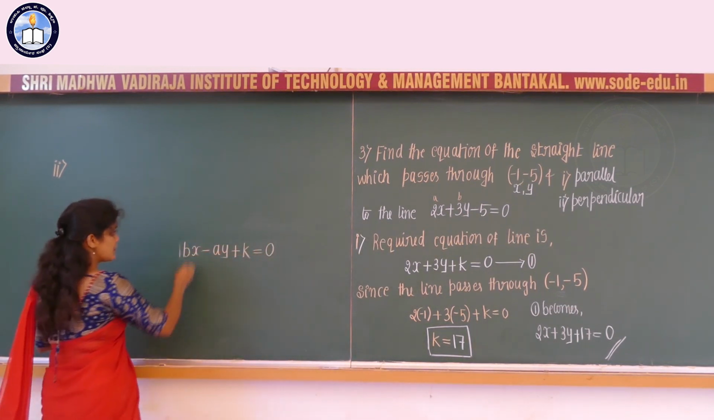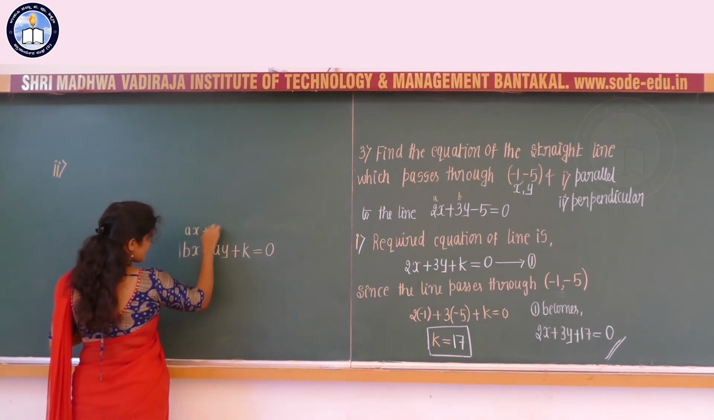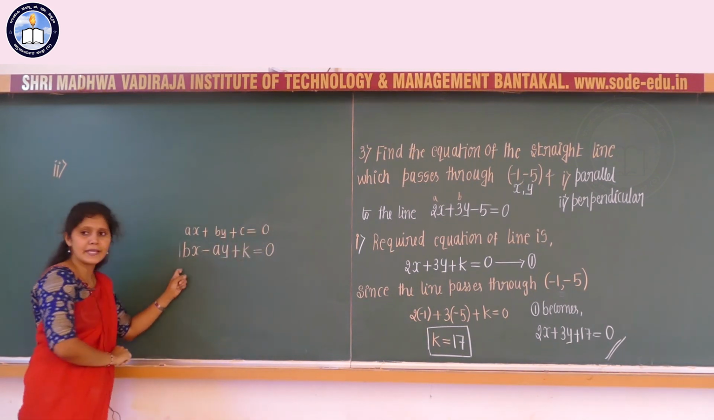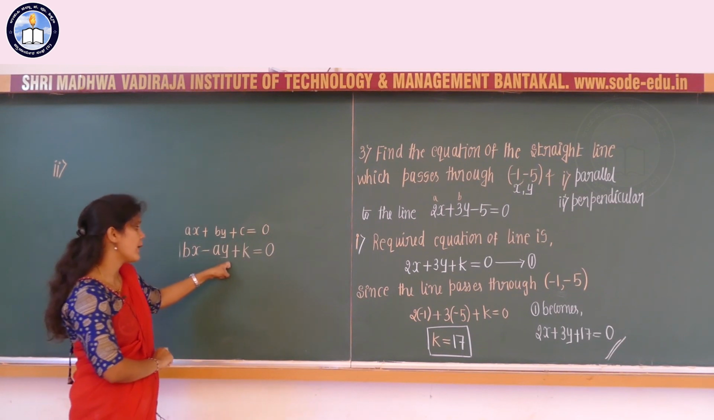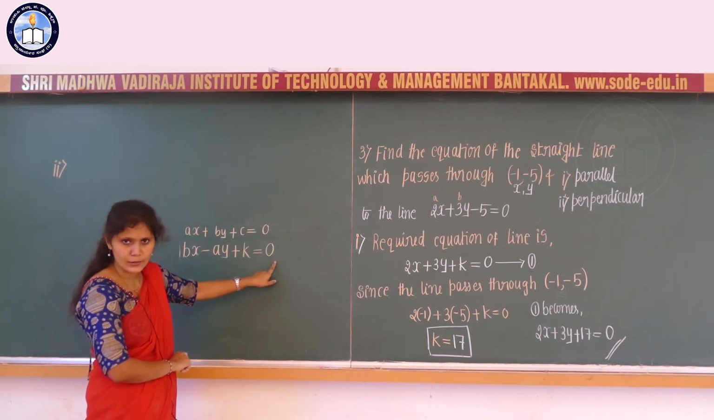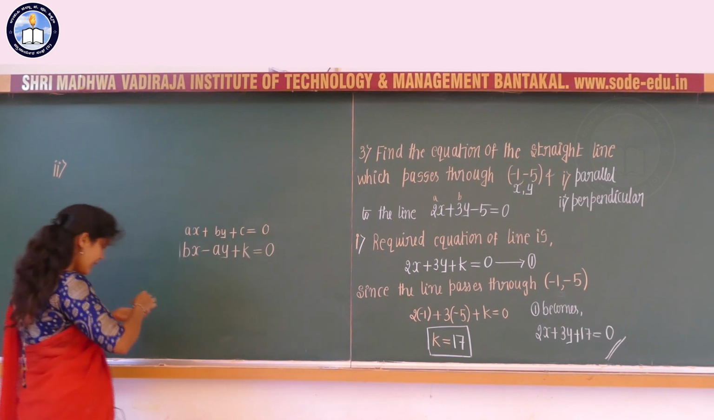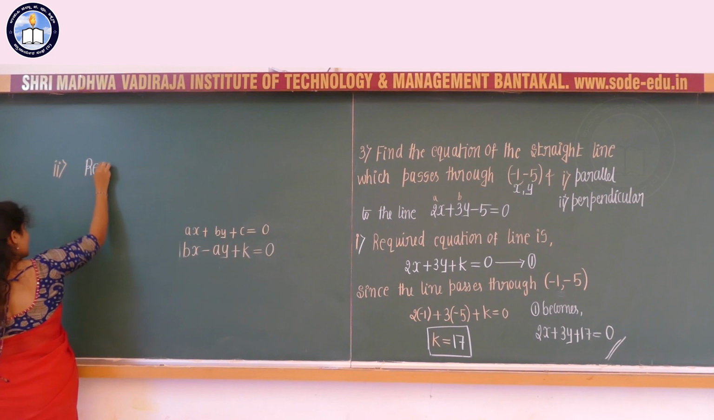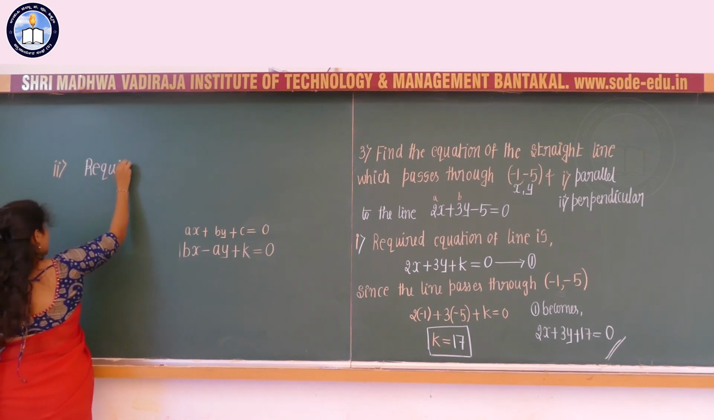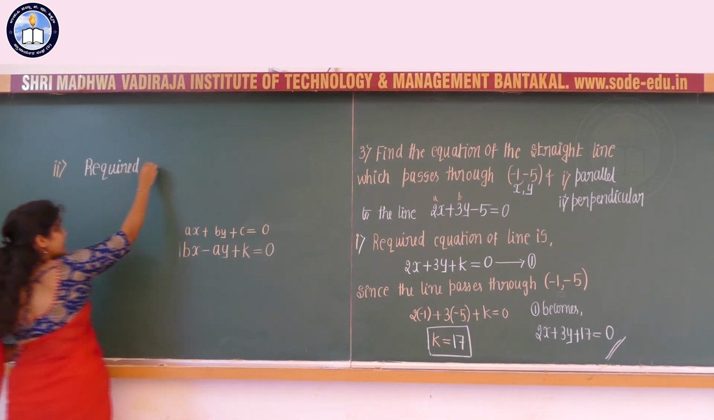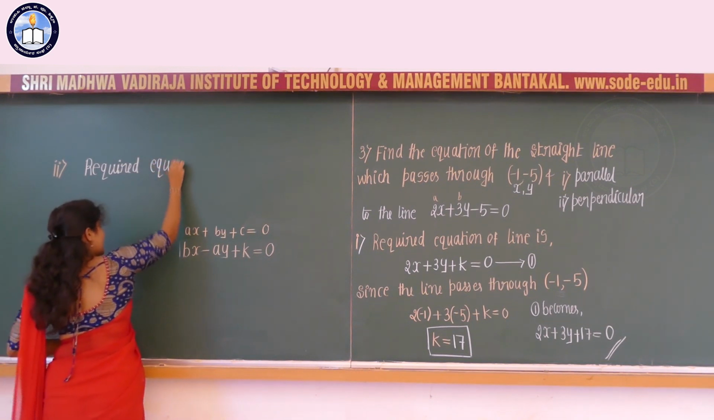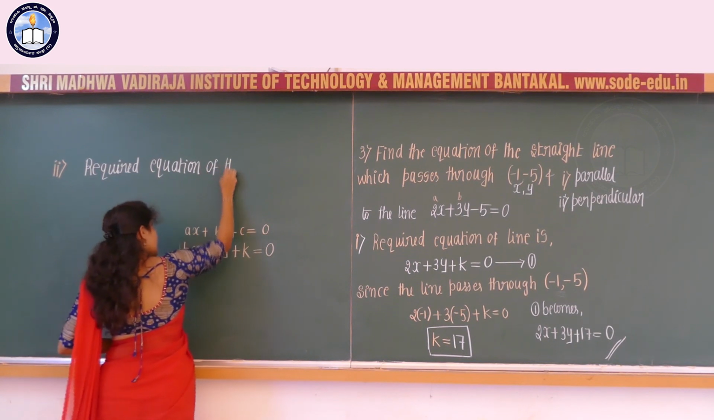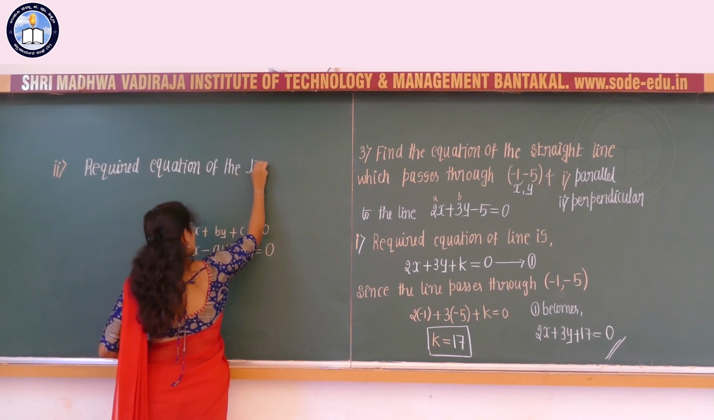What is the standard equation? Any line which is perpendicular to ax plus by plus c equal to 0 can be written as b into x minus a into y plus k equal to 0, right? So therefore I can write the required equation of the line.